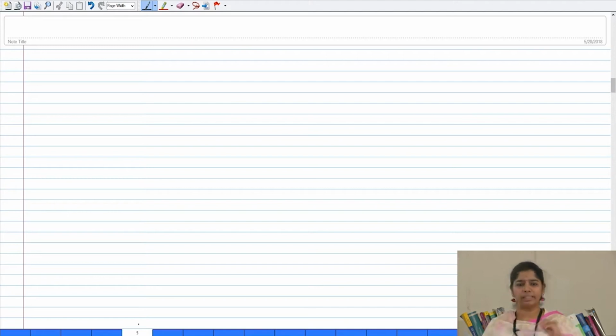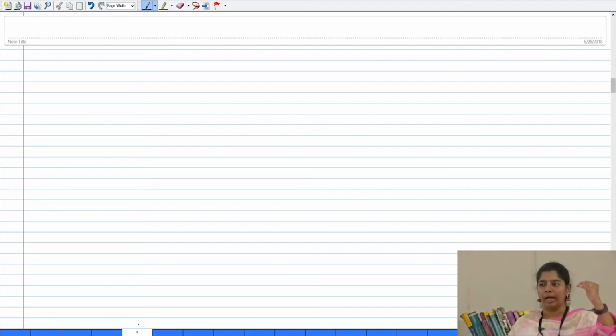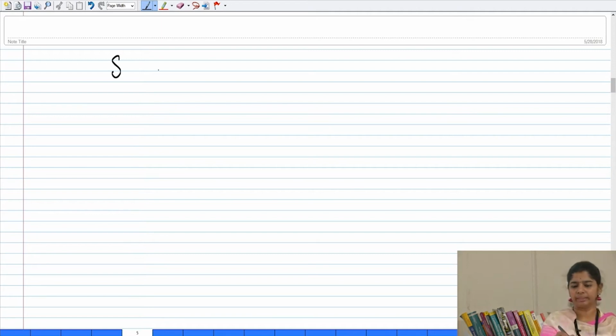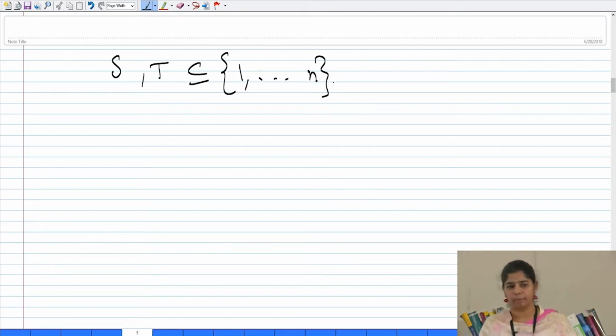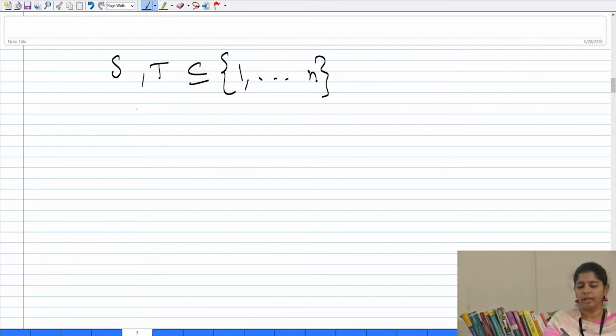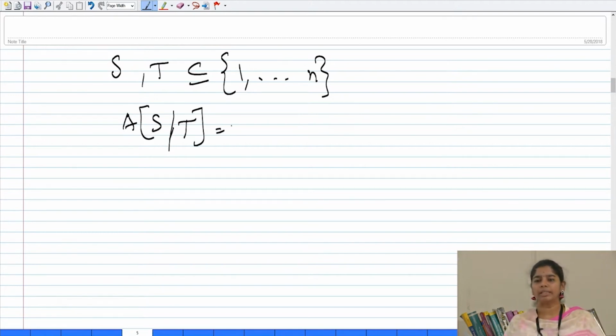So, in general any submatrix is nothing but I have a set, say S and T, which are subsets of 1 to n, the labels of our matrix. So, if it is an n by n matrix, we say that the submatrix A_ST is nothing but the elements which have the row entries coming from S and column entries coming from T.